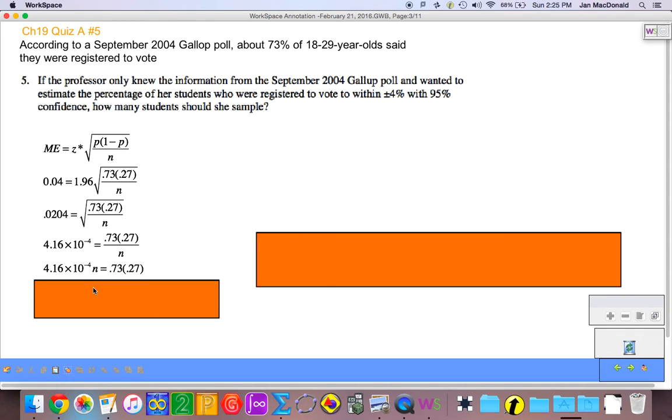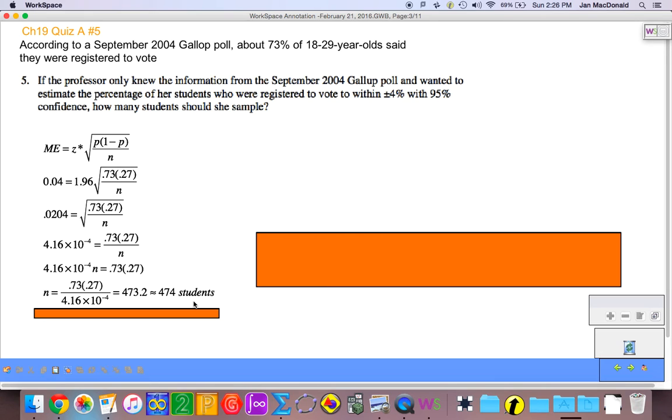So let's do 0.73 times 0.27. That gives us 0.1971, and we're going to divide it by the stored number we have in our calculator here. So divided by, I'm just going to arrow up to that number, and you get 473.2, or roughly 474 students. So let's make sure we're answering the question. How many students should she sample? And the answer would be 474 students.